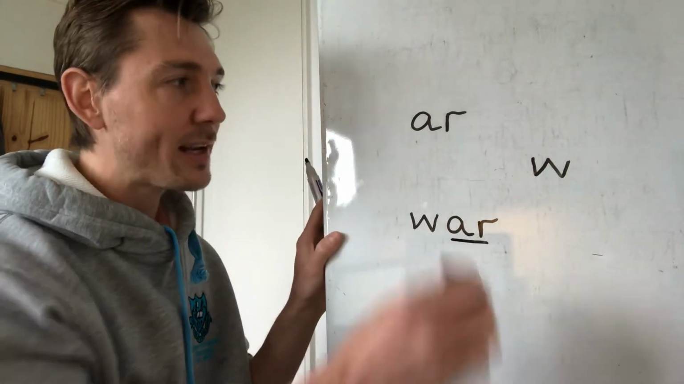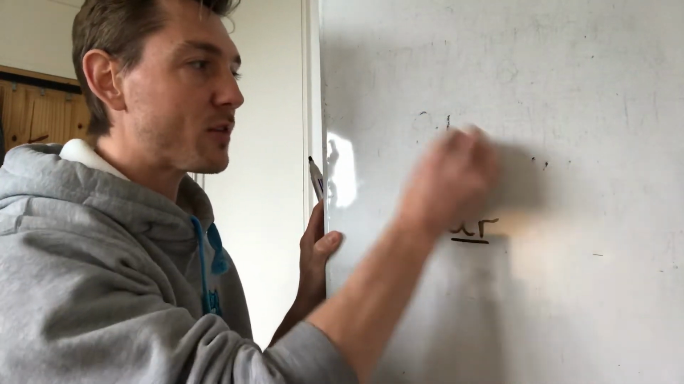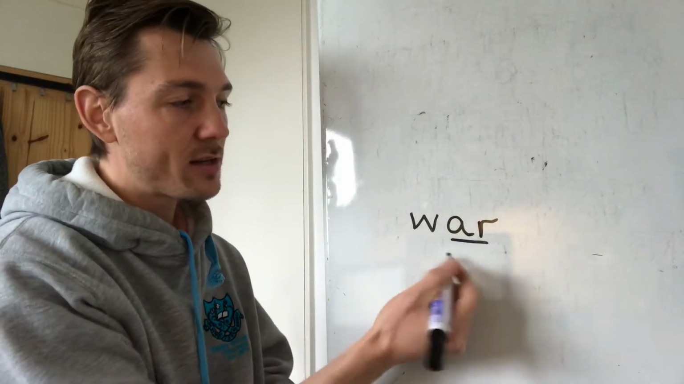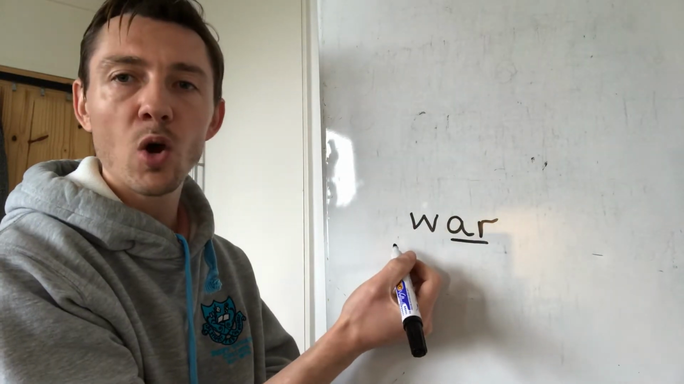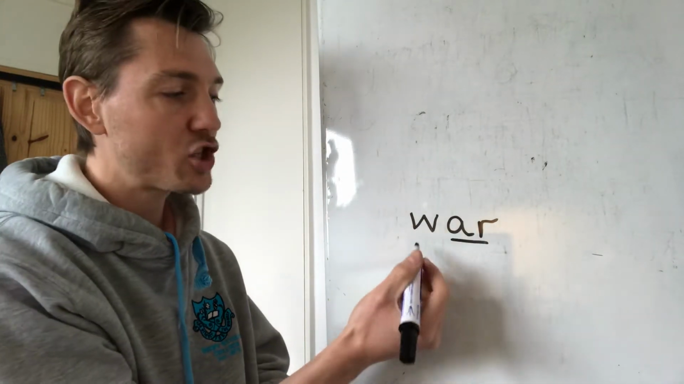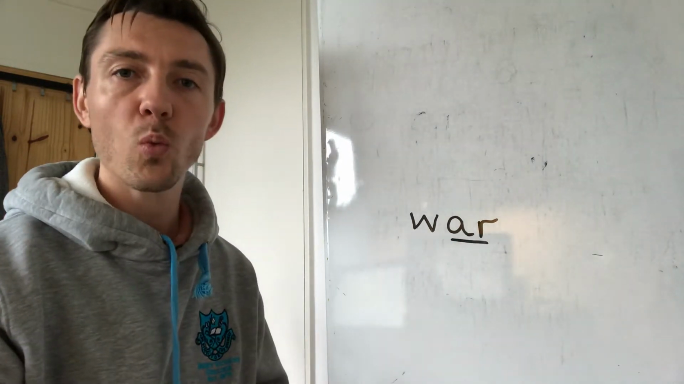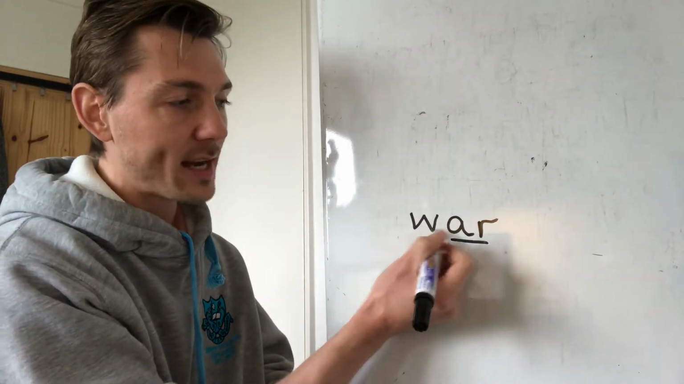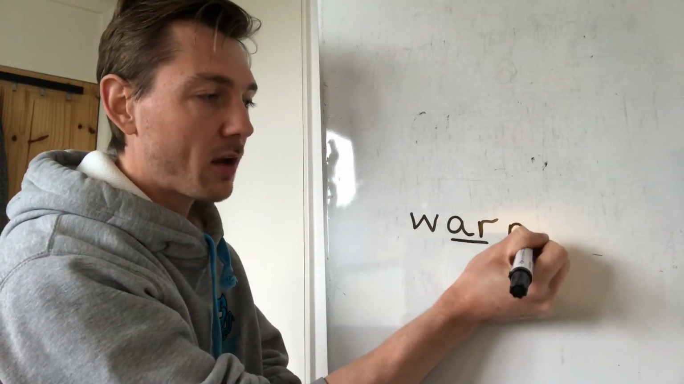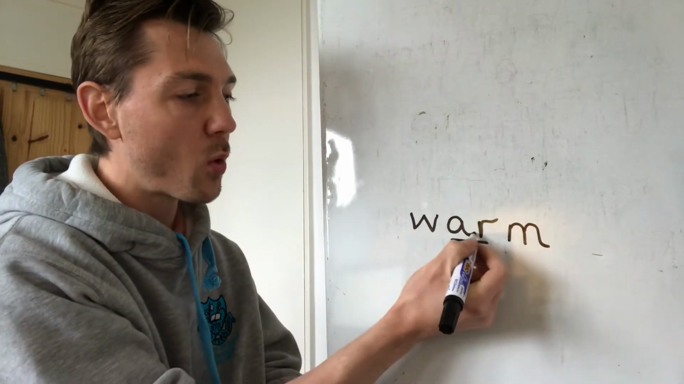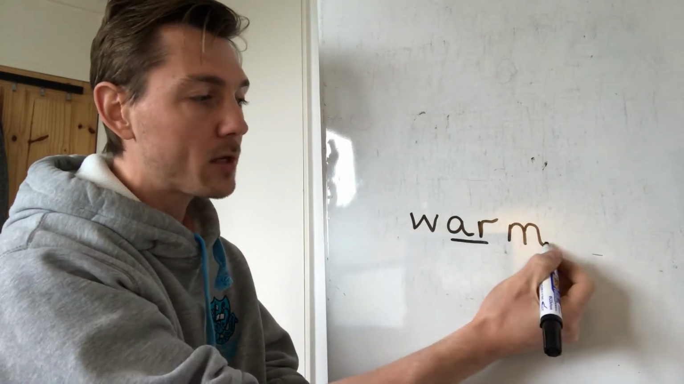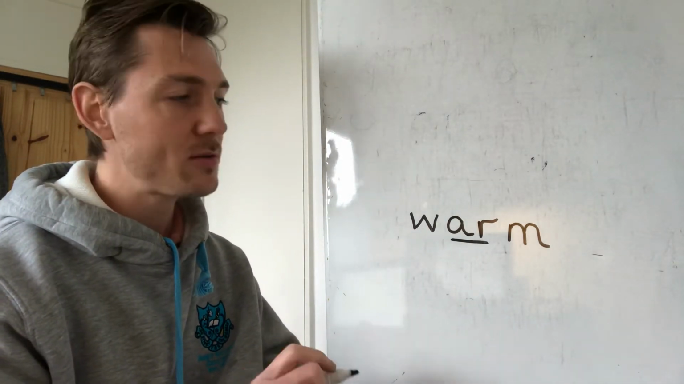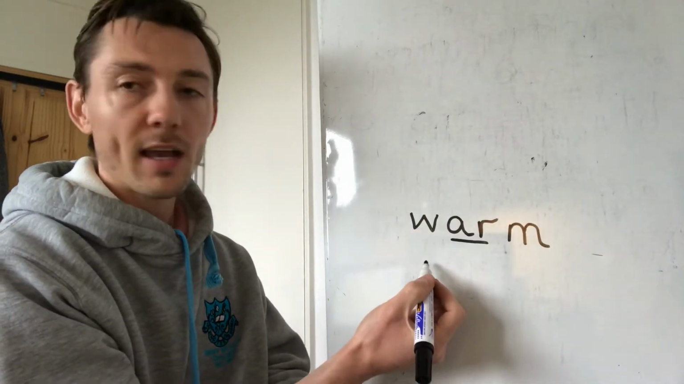Okay, now leave the word war there on your paper or on your whiteboard, and now what I'd like you to do is just add a sound where it needs to go to turn this word into the word warm. So what other sounds do we need and where do they need to go? We need to add an m sound at the end, don't we? So now we have war, warm.